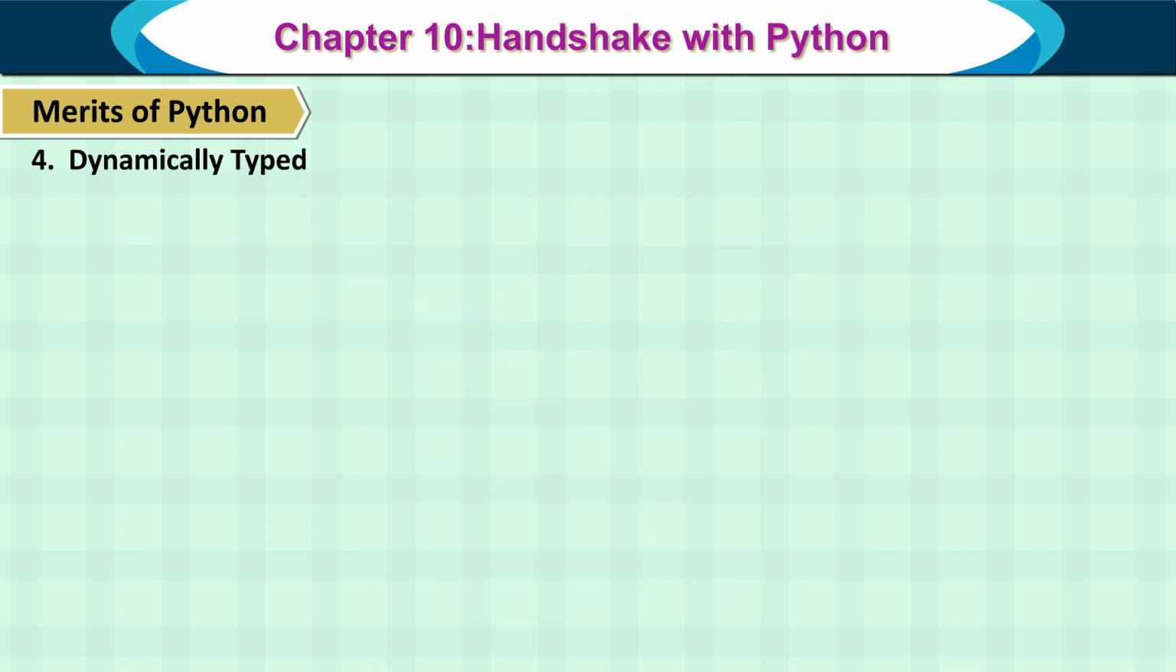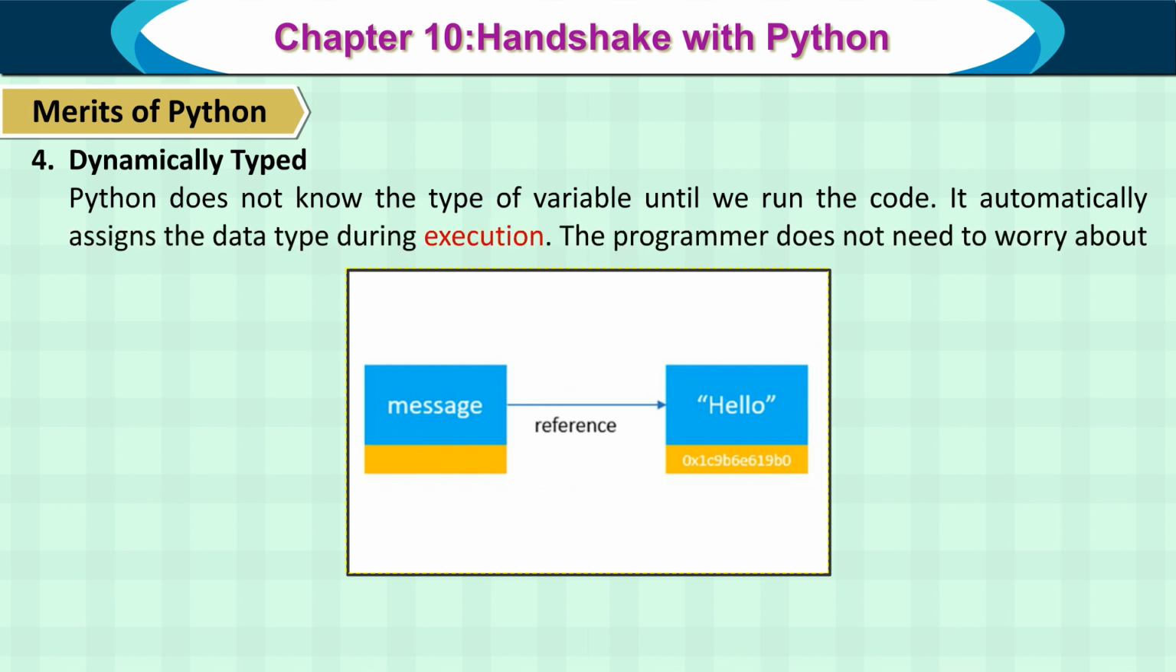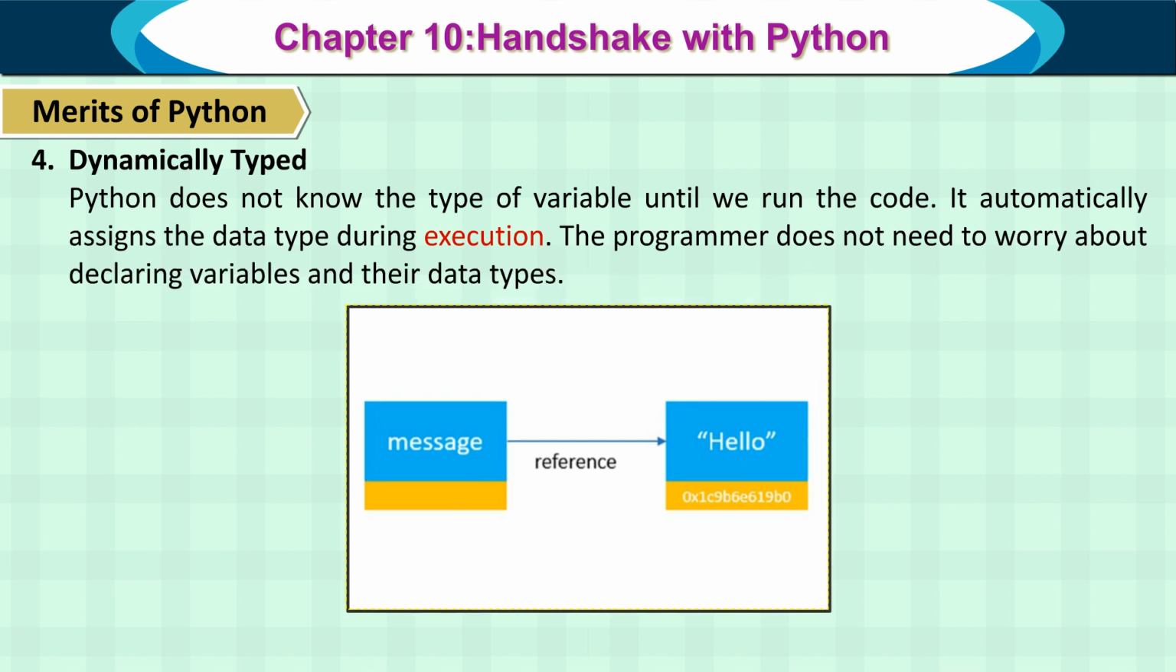4. Dynamically typed. Python does not know the type of variable until we run the code. It automatically assigns the data type during execution. The programmer does not need to worry about declaring variables and their data types.